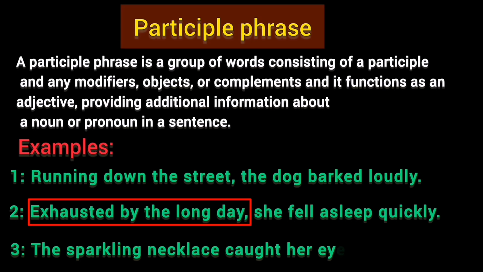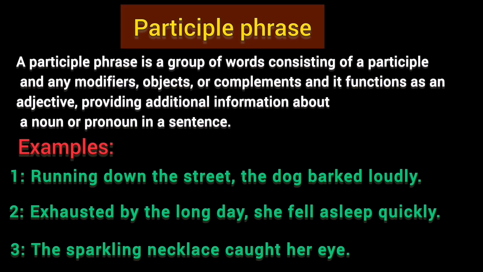The sparkling necklace caught her eye. Look at this last example, here, the sparkling is a verbal phrase because it has a present participle, and it functions as an adjective because it modifies the noun, necklace.